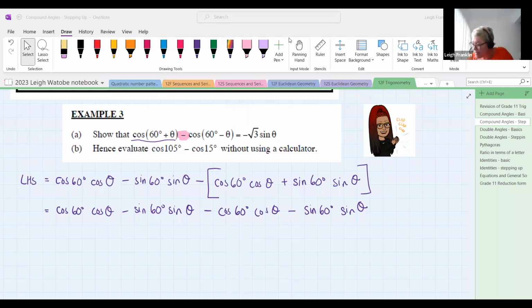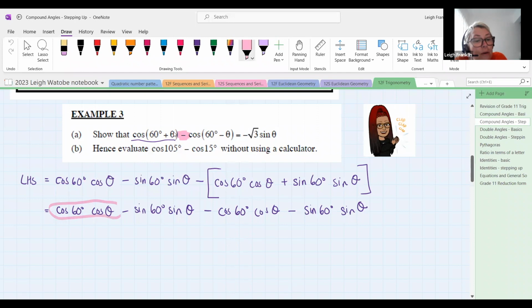Okay. So what we're seeing now is something that we were first shown all the way back in grade 8. It's called an additive inverse, and it means that something adds up to 0. Okay, so if we have a look at the first term, here is the first term. I will put a pink circle around it. There's the first term. If we look at the third term, these are like terms. Okay, so cos 60 cos theta minus cos 60 cos theta means that there is no cos 60 cos theta term in our answer because those add up to 0.